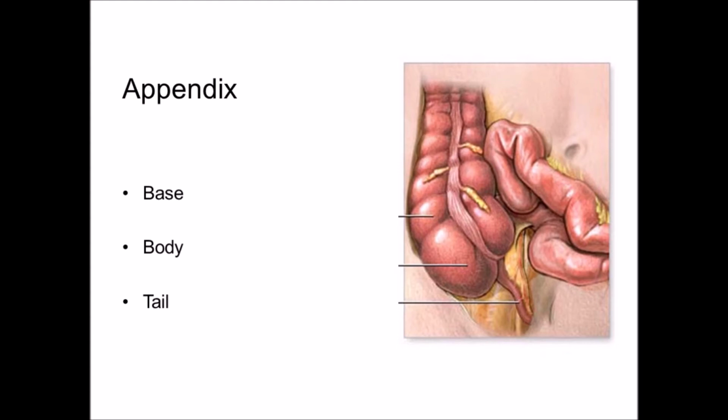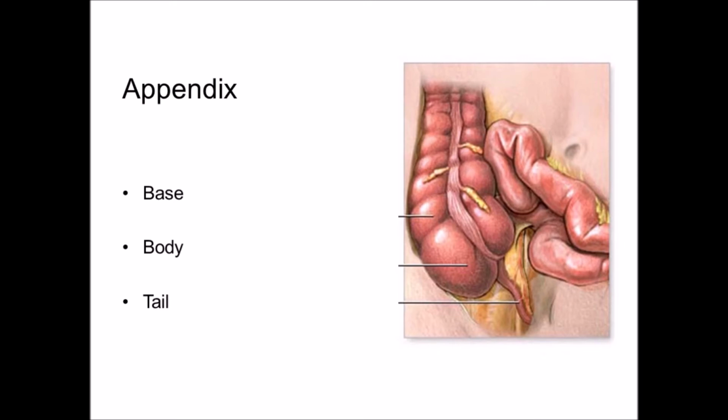The base of appendix is attached to the posteromedial wall of cecum, forming the one orifice that is known as appendicular orifice. This appendicular orifice lies 2 centimeter below the ileocecal orifice. All the three types of taenia converge at the base of appendix, which act as a guide for the identification of appendix.